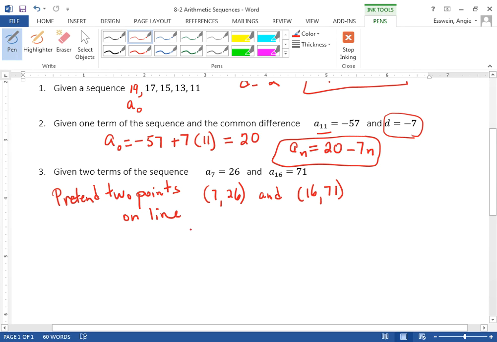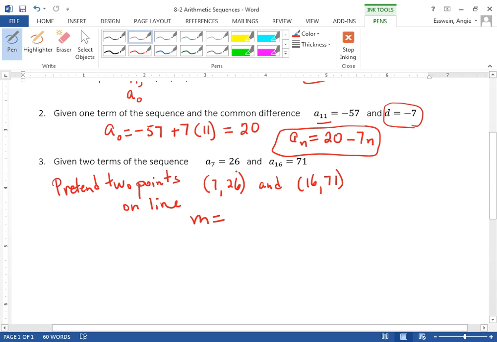The slope is, how do you find the slope of a line? Change in y over change in x. So for every one term number we move over, how much does the slope increase or decrease by? So that will give you 45 over 9, which is 5. So we're actually adding 5 every time. So we know our common difference is 5.